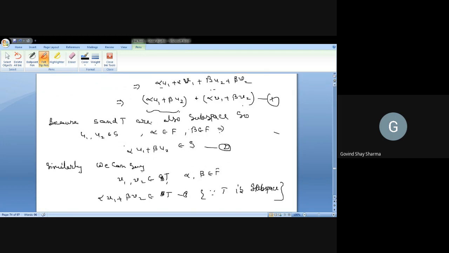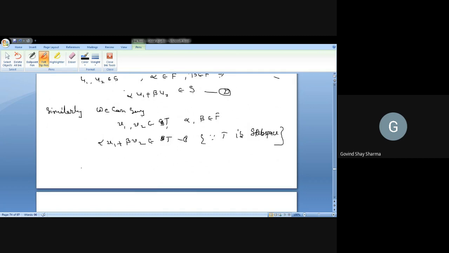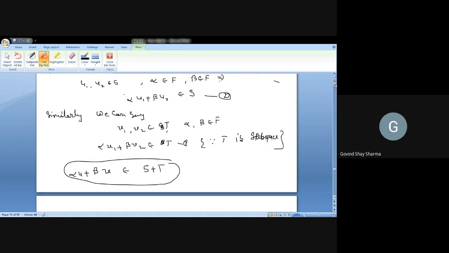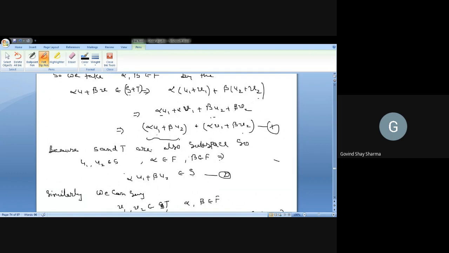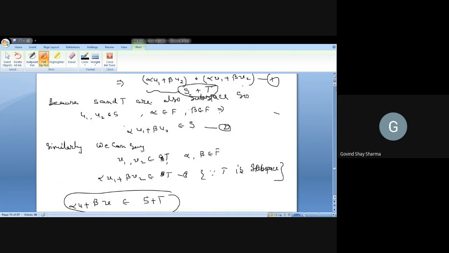So by equations 1 to 4 we understand that alpha u plus beta v belongs to S plus T. By 1, 2, 3 we can conclude that in the equation, this is from subspace S and this is from subspace T. So we can make S plus T. Now again, I explain this theorem.